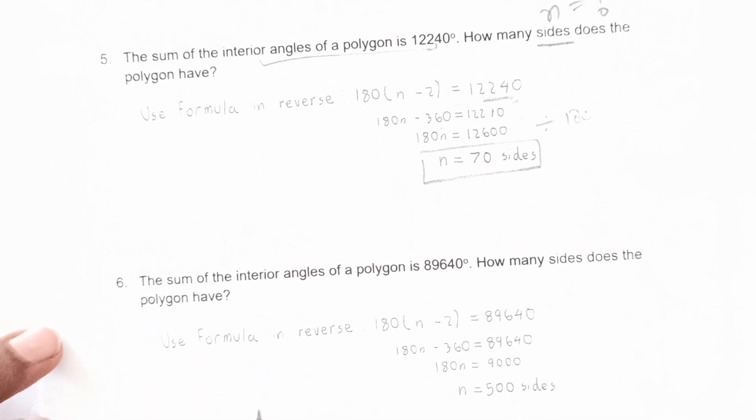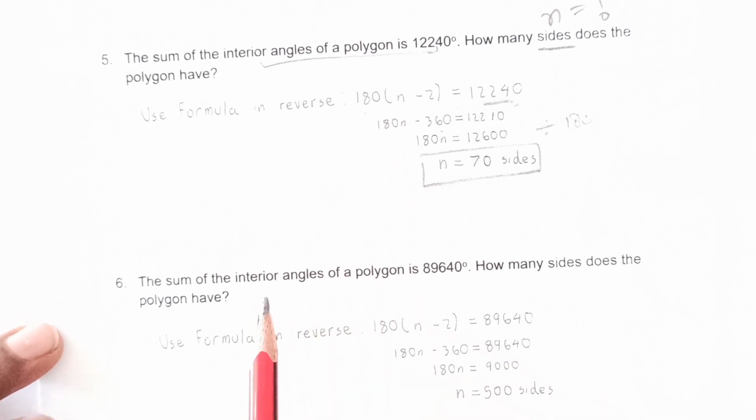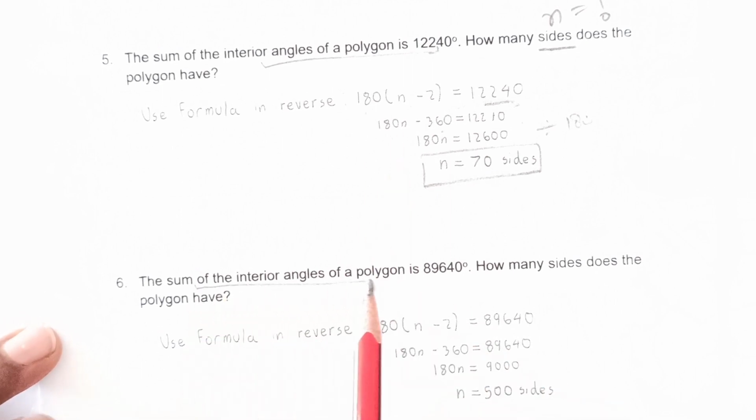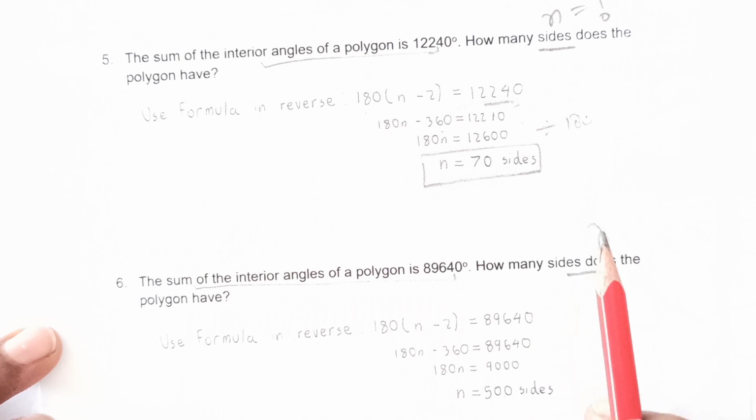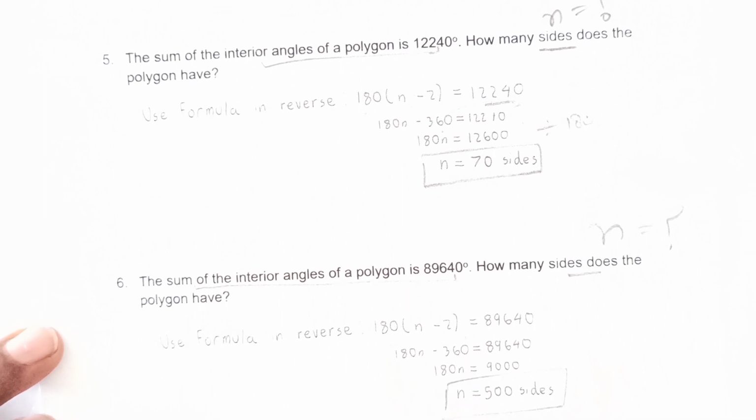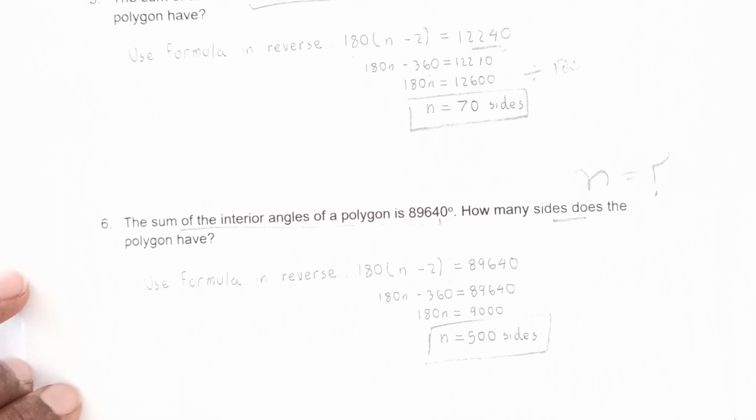Now number 6, the sum of interior angles, again a similar kind of question. The sum of interior angles is given, how many sides? Again we need the value of n. Using the same formula, expand the bracket and get the value of n as 500. You can try it yourself.